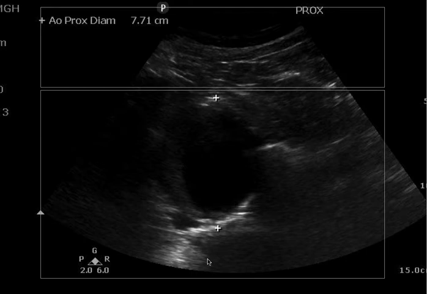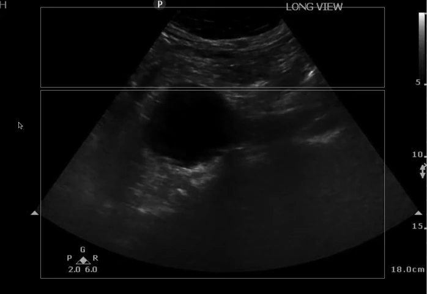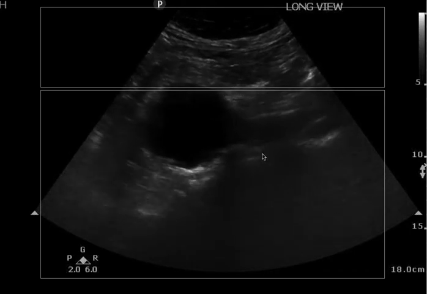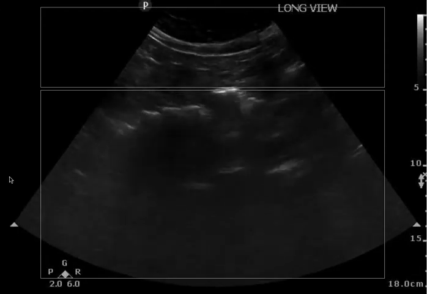Again, you see the spine here, which is dark, indicating that she is in the right spot. In long axis, you can see the normal aorta here with the spine down below, indicating that she's in the right spot, and then the aneurysm right here. One more clip for you guys.